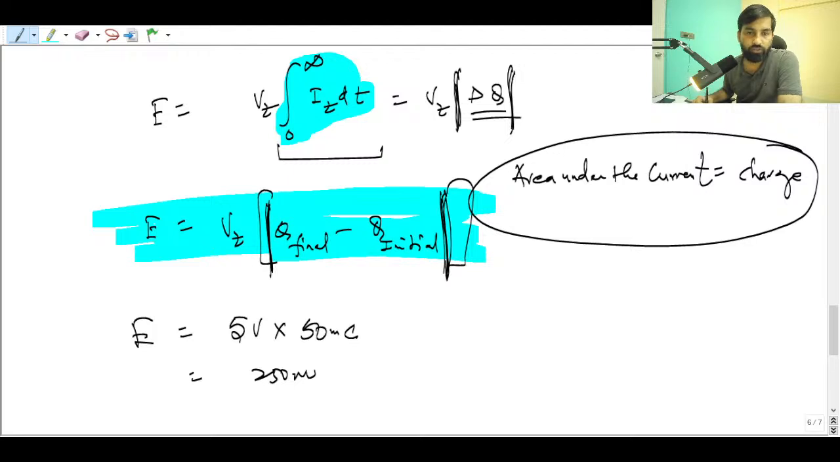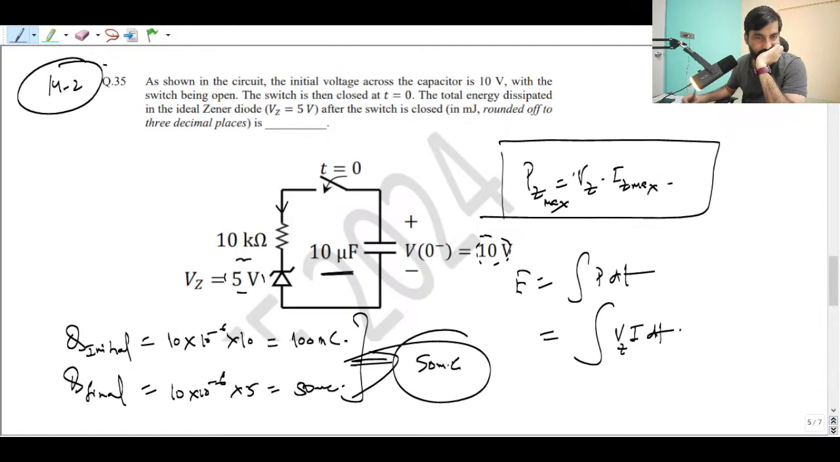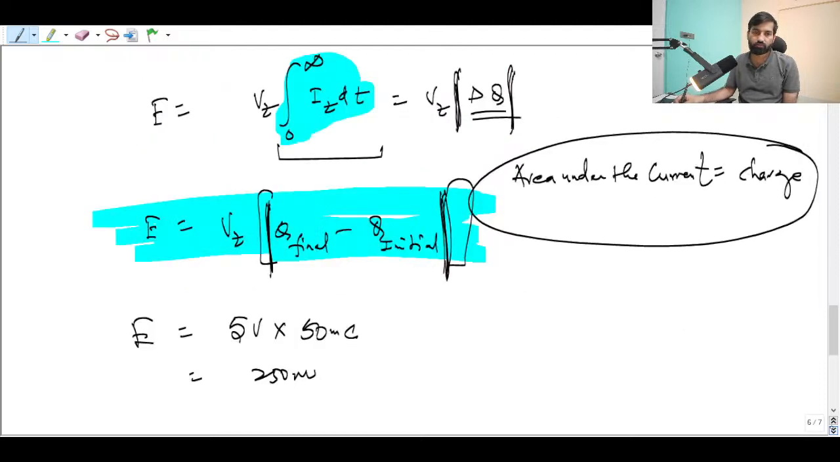Just wait and watch what is happening here. You should write micro, guys. Sorry, I must consider this is micro only. I have made a mistake here in the unit. This will remain in microcoulomb, okay. So this guy should be in microcoulomb. Please remember, this is 50 microcoulomb.